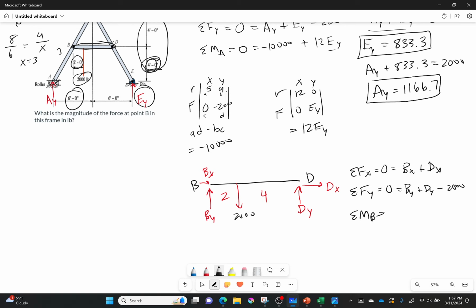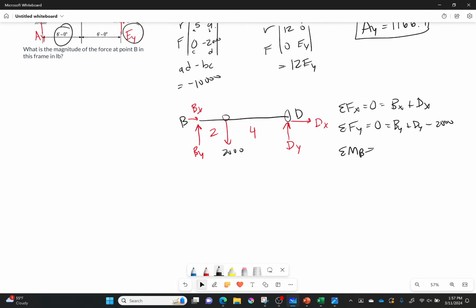So I've got point D and this point that have forces, and I'll do my little box method for both of those. So first, the 2,000 pound force. R, F. R stands for distance, X and Y. Okay, so my distance in the X direction is 2, distance in the Y is 0. Force in the X direction at that point is 0, and force in the Y direction is negative 2,000. AD minus BC is going to be equal to negative 4,000. Okay, that's one of them.